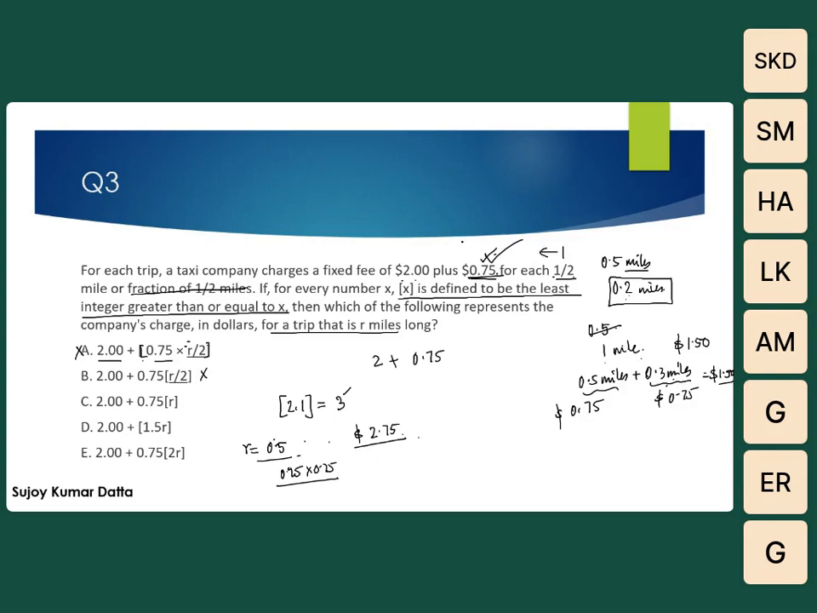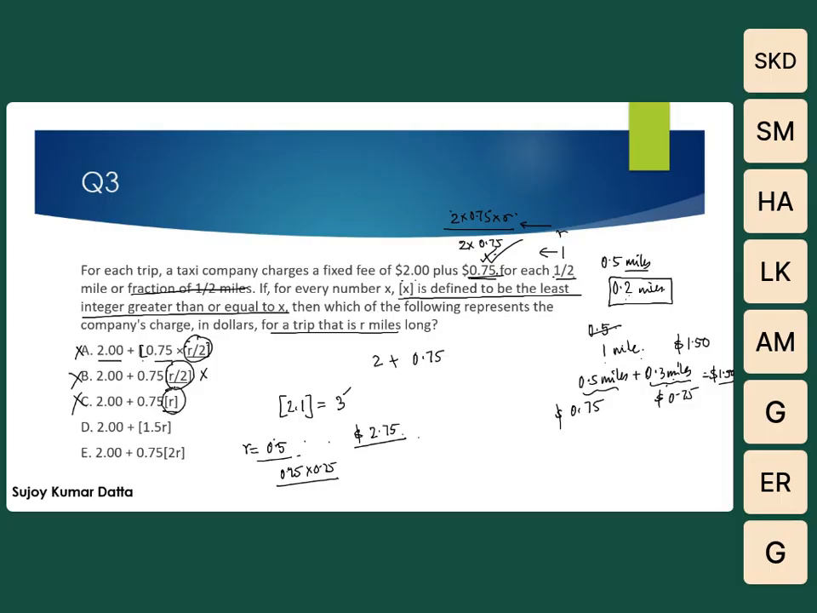Not half of 75 cents. It would be double of 0.75. So if you traveled r miles, it should have been 2 times 0.75 times r. So it should be 2r, not r by 2. So anything which talks about r by 2 is wrong. And here the 2r is missing. This is only r. So that's also wrong. So first 3 are straight away out.